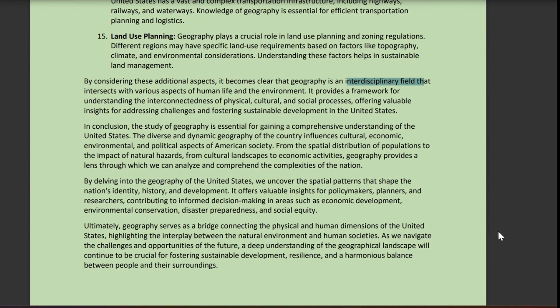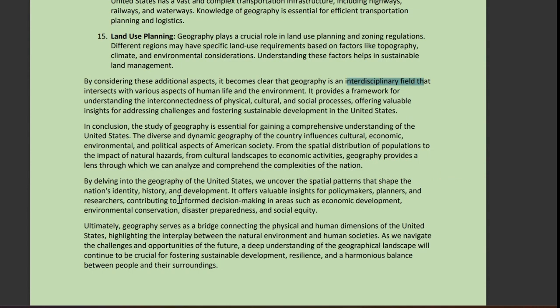So, in conclusion, we can say the study of geography is essential for gaining a comprehensive understanding of the United States. At the beginning, we saw how the diverse and dynamic geography of the country influences cultural, economic, environmental, and political aspects of American society. From the spatial distribution of population to the impact of natural hazards, from cultural landscape to economic activity, geography provides a lens through which we can analyze and comprehend the complexity of the nation.